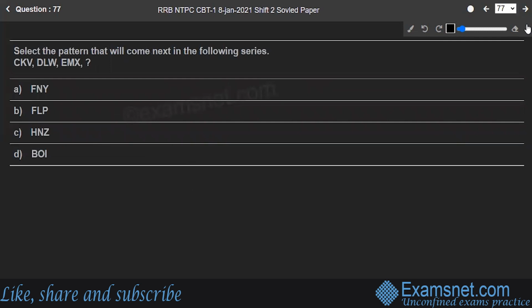Select the pattern that will come next in the following series. CKV, DLW... Okay, to answer this question, we will be using the alphabetical place value table. You are already aware of it, so do refer to that table to answer this question. All right, let's go. The first one is CKV.